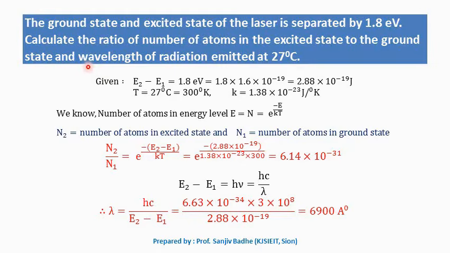Second part of the problem is to find the wavelength of radiation emitted. The wavelength is given by lambda equal to hc upon E2 minus E1. We know the energy difference E2 minus E1 is equal to h nu, which is hc by lambda. So lambda equals hc upon E2 minus E1. By putting the values, h is 6.63 into 10 to the power minus 34, c is 3 into 10 raised to 8, and E2 minus E1 we have calculated here. We get the wavelength as 6900 angstroms. So this is how a simple problem can be solved.